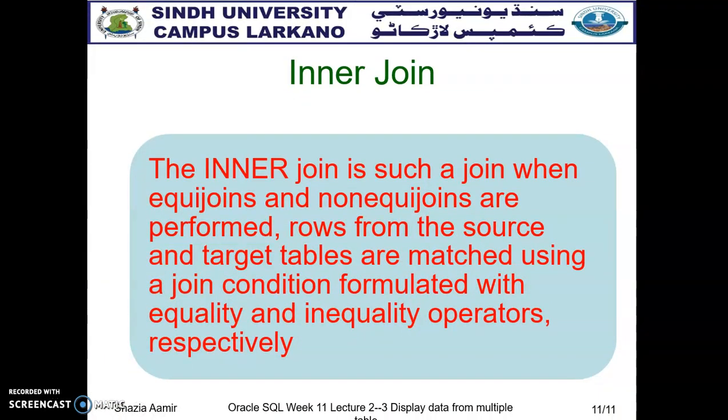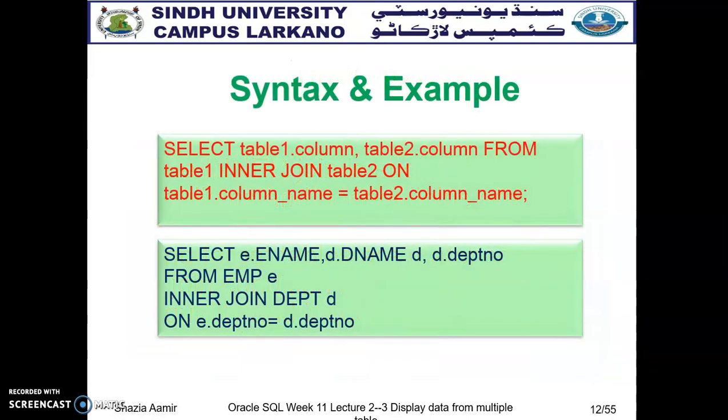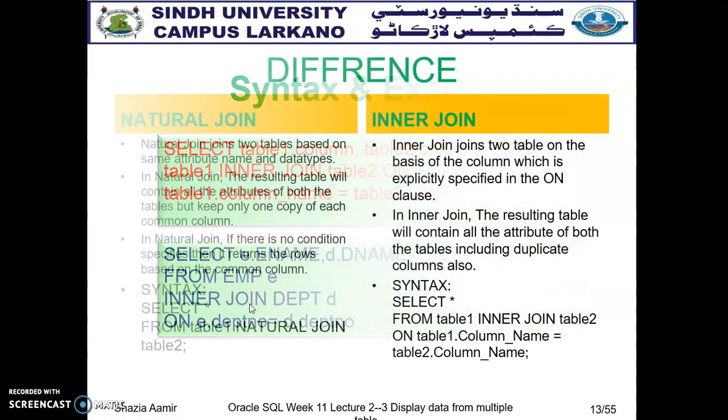Then inner join. Inner join is a type of join that is similar to equijoin and non-equijoin, but the only difference is that it works with only a formulated condition. Here we have a syntax that uses a formulated condition, that is inner join. Here we have a query. You can use this query practically by using Apex software.